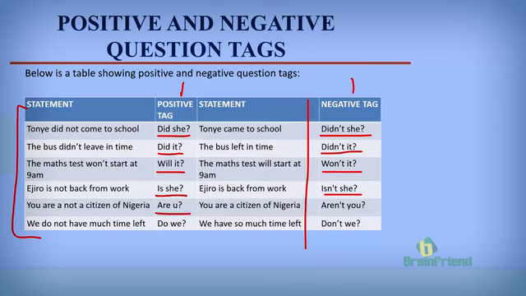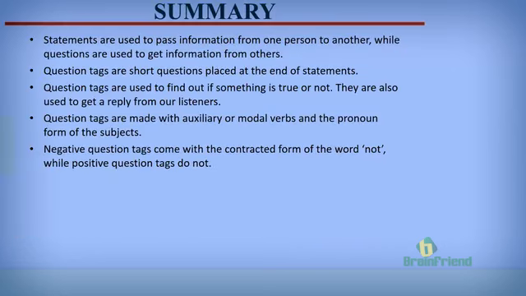You are a citizen of Nigeria. Negative tag, aren't you? We do not have much time left. Positive tag, do we? We have so much time left. And the negative tag for that is don't we? So these are positive and negative tags. This is the end of our lesson today on the first part of question tags.